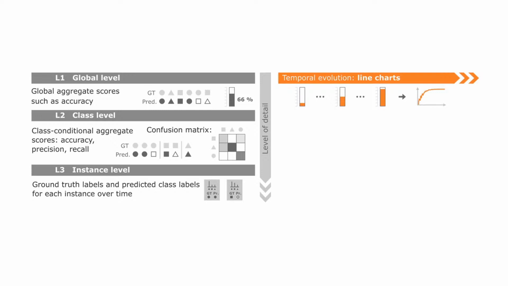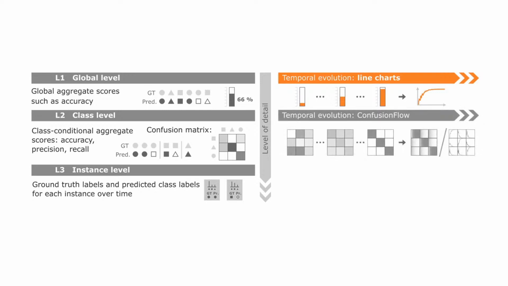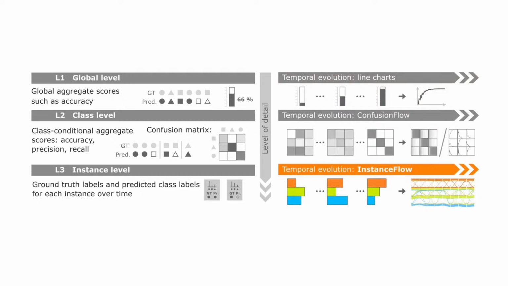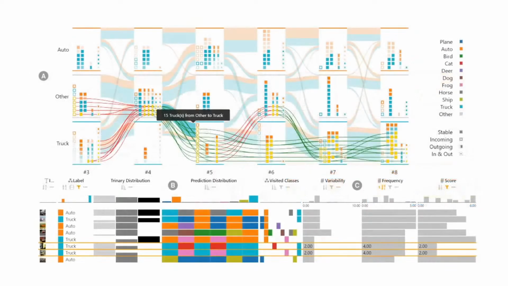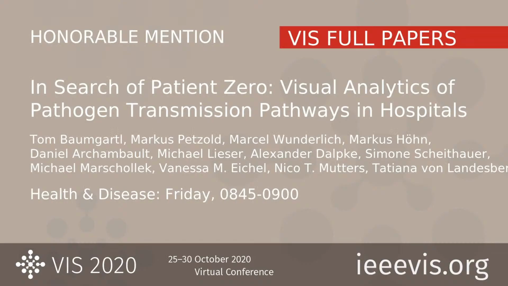Visualizing the performance progression of machine learning techniques is often achieved by plotting the accuracy in a line chart. For specific tasks such as multi-class classification, they hide important factors such as inner-class confusion and instance-level details. We propose Instance Flow, a tool for interactive visualization of the evolution of classifier confusion on the instance level.